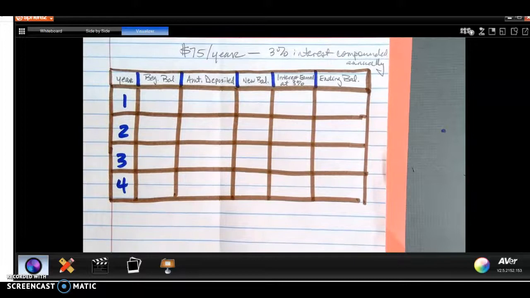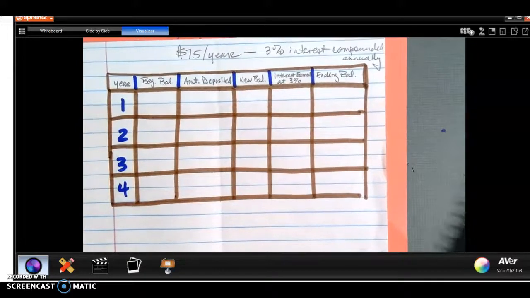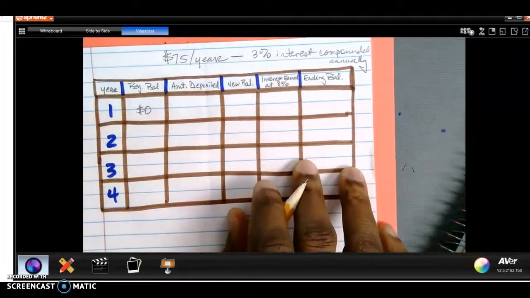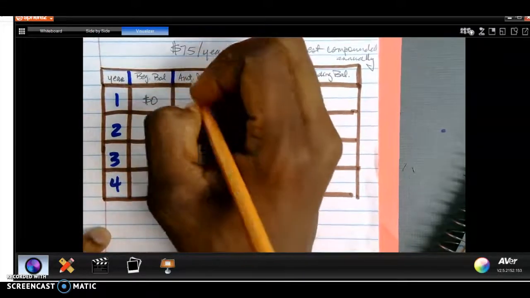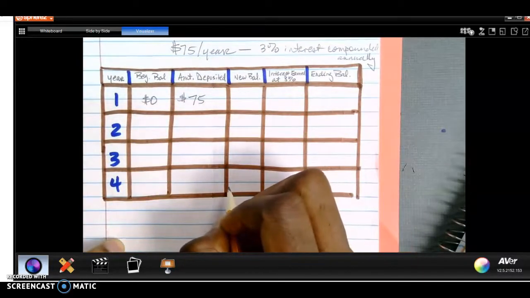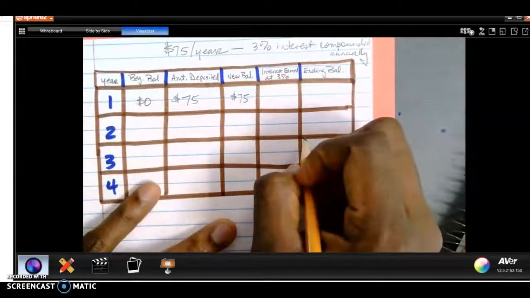We see here that we're going to go ahead and start our table. This is the best way to organize all of our information, in that we can see what we're dealing with on an annual basis up to year 4. All right, so when he walks first into the bank, of course he's not going to have any money in the account. That's going to be a 0 balance, okay? The amount that he initially deposits is going to be $75. So my new balance will be $75, stands to reason.